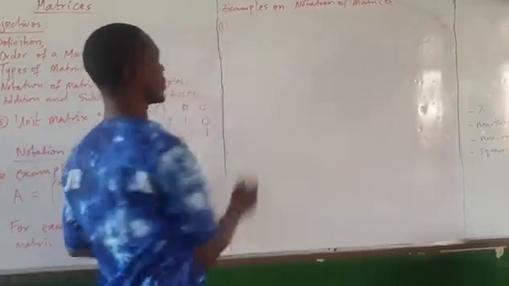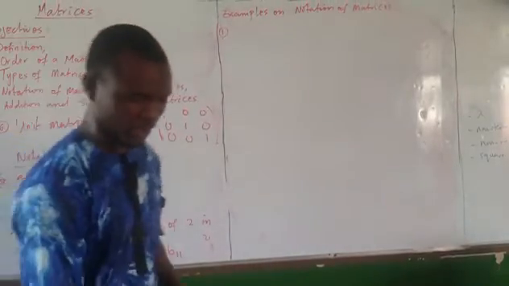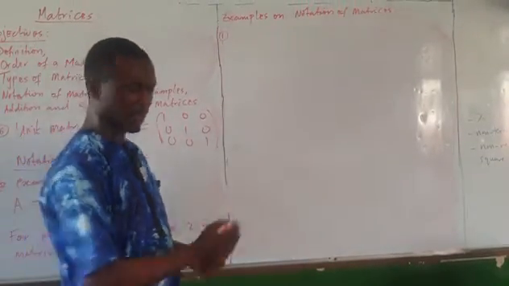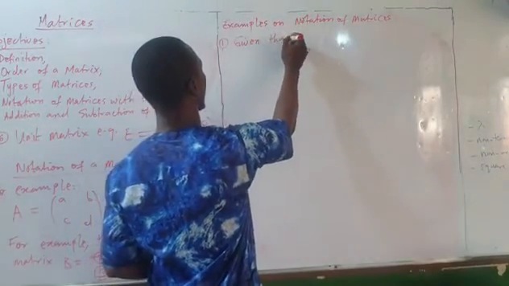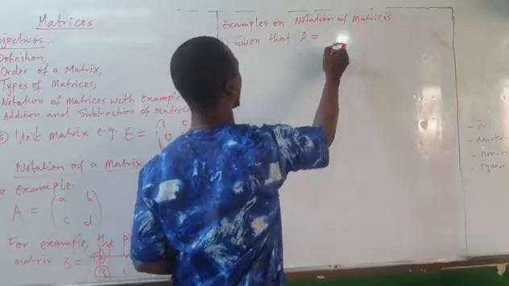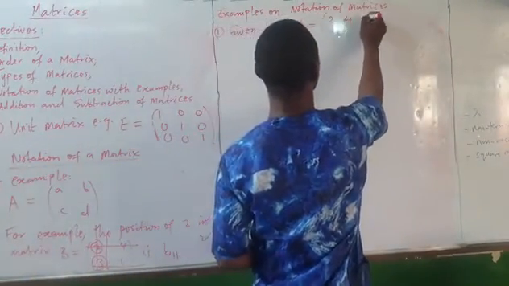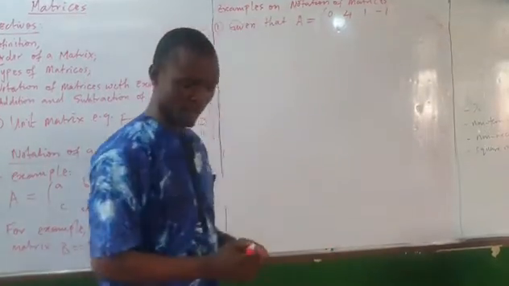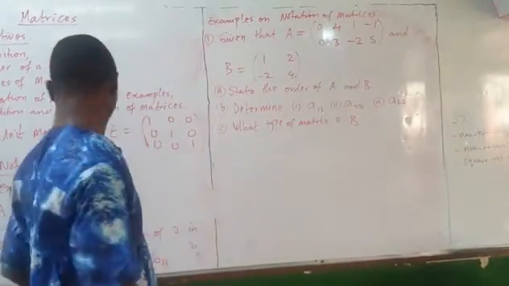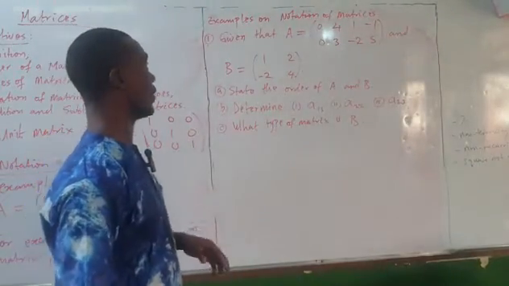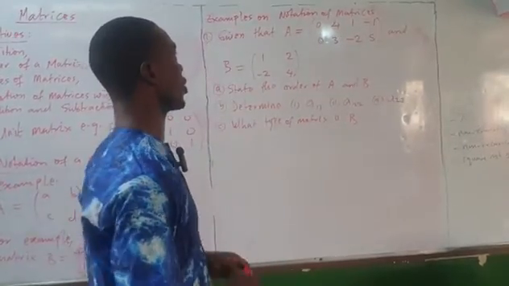So question 1 says, given that matrix A equal to 0, 4, 1, minus 1, and 0, 3. So after the explanation of notation of a matrix, we move to examples on notation of matrices.